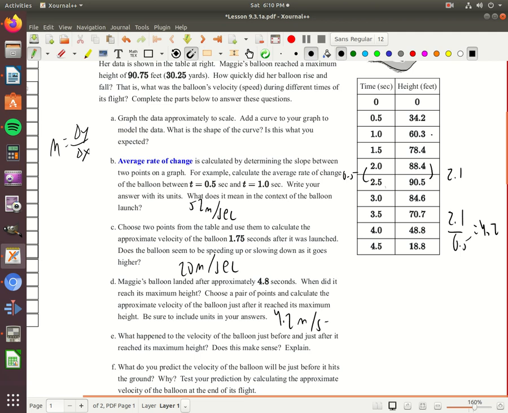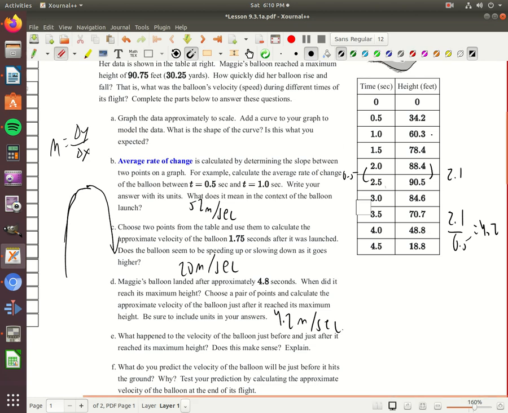So you can see it makes a lot of sense. At the beginning, it's steep. It's got a fast launch. Then it starts to slow down, and eventually it's going to turn into 0, and then it's going to start going negative. And when it goes negative, it will start negative slowly, speed up, and then obviously faster towards the bottom. So what happened to the velocity of the balloon just before and just after it reached its maximum height? Does this make sense? Well, it was barely going up and then it was barely going down, just like we talked about. So yeah, it got really close to 0 as a positive, and then it started going negative.